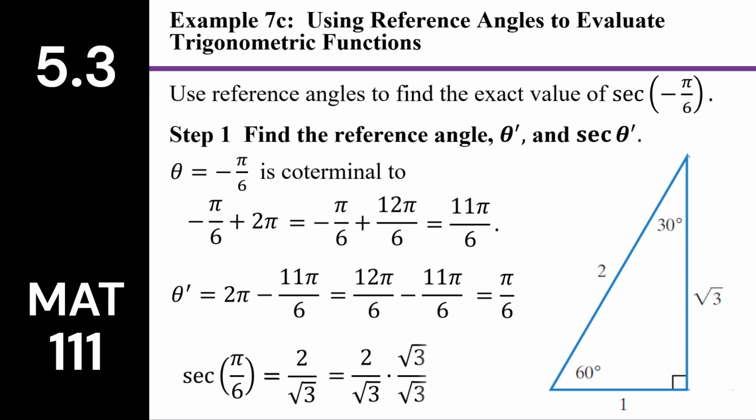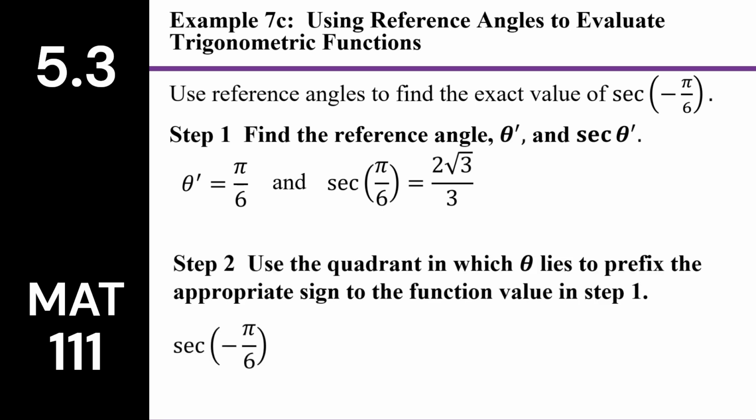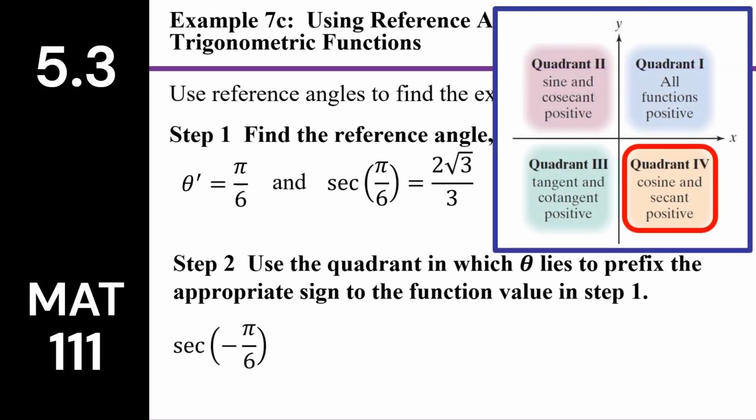If I have 2 over radical 3, I need to rationalize the denominator, giving a result of 2 radical 3 over 3. In step 1, we found the reference angle and the secant of the reference angle. In step 2, we have to determine if the secant of our original angle, negative pi over 6, is positive or negative. We do that by looking at the quadrant. Our angle is in quadrant 4, and since the secant is positive in quadrant 4, the secant of our original angle will equal the secant of our reference angle, and therefore it will be positive 2 radical 3 over 3.